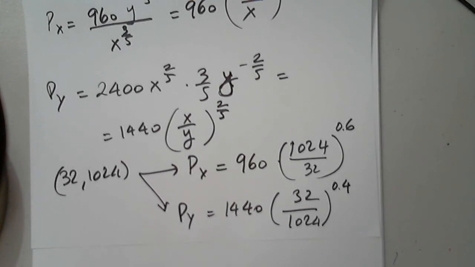Okay, so 960, and in parentheses 1024 divided by 32, and the power 0.6. It may take it without parentheses, but you know me already. And then the other one, 1440, and in parentheses 32 divided by 1024, and the power is 0.4.